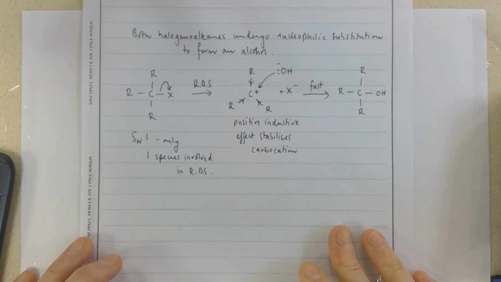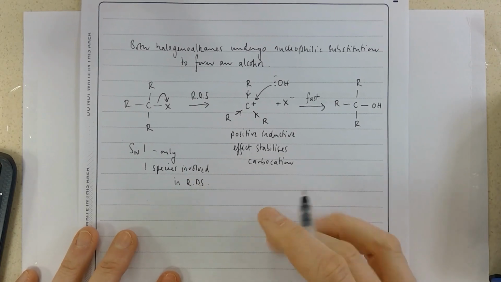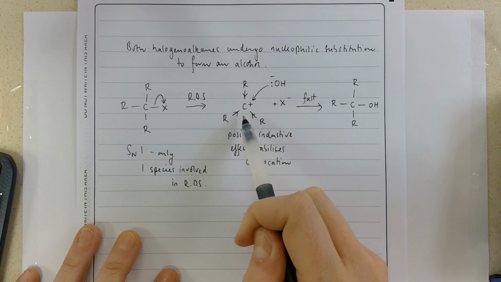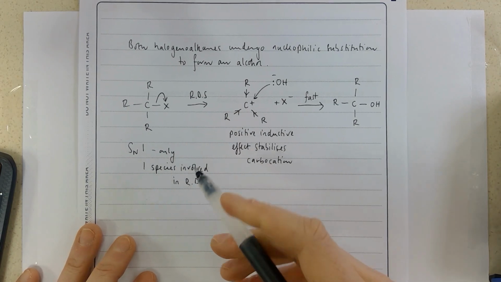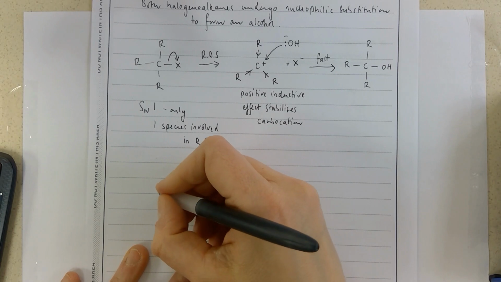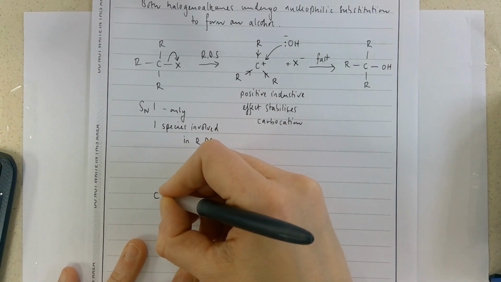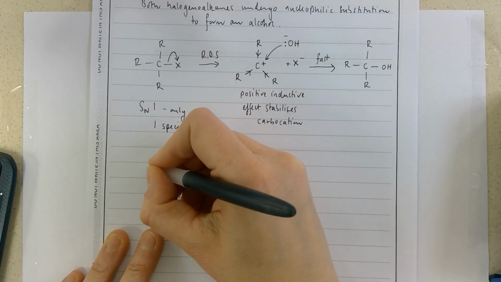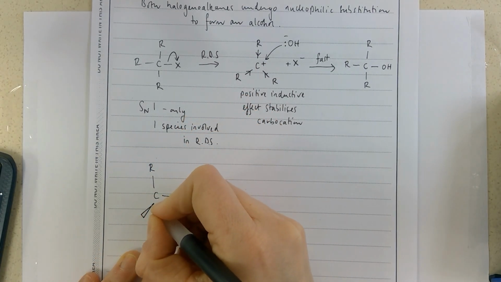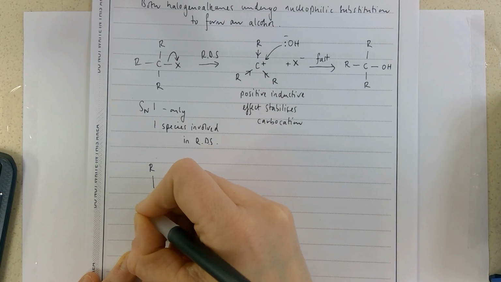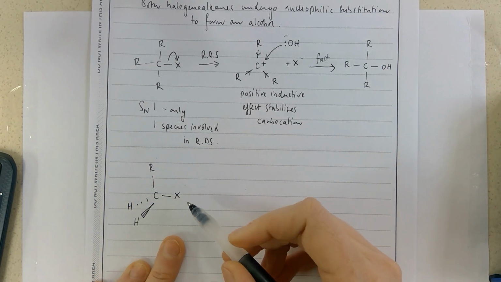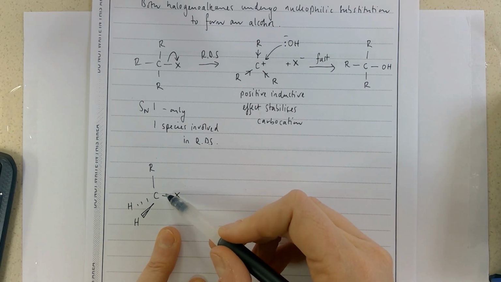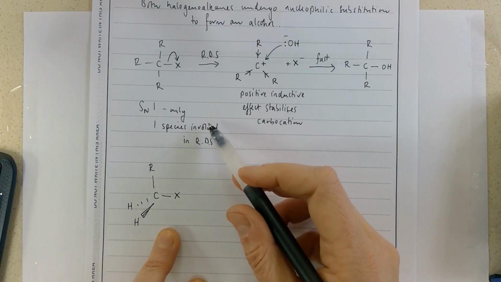Now with our primary halogenoalkane, we can't get SN1 because we can't form a stable enough carbocation because there's only one R group. So I'm going to draw it in 3D and you'll see why in a minute. So there's my X off the side, there's my R group, and I've got an H and another H. You can see because there's only one R group, that C-X bond is not going to break in the same way as we get here.